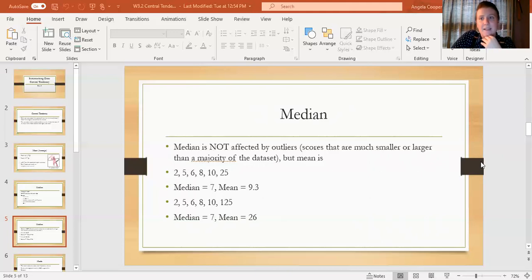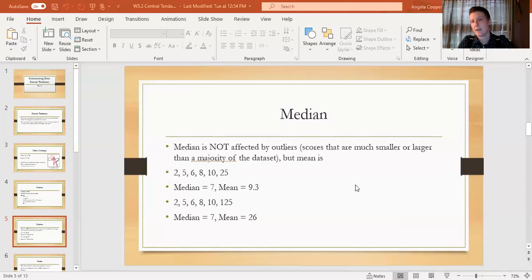However, the mean is always going to be affected by outliers. So take note that before, the mean was 9.3 when we had a number closer to the rest of them, with 25. Whereas when we pop on another 100 and say, oh, this is 125, suddenly our mean shoots up. So now we have 26 as the mean for the second data set.